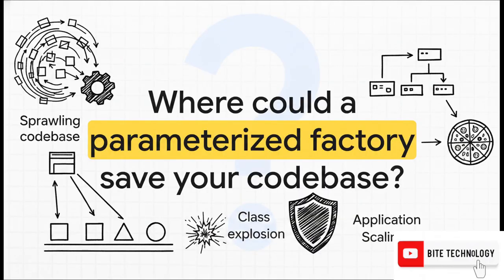So I want to end this explainer by leaving you with a bit of a provocative question. I want you to look at your current codebase right now. Where do you have a sprawling web of tightly coupled classes or just repetitive instantiation logic? Where could extracting all of that into a flexible, parameterized factory save you from an impending class explosion? Remember, the factory method isn't just some dry textbook theory about pizza. It's an incredibly powerful tool to clean up your architecture and scale your applications seamlessly.